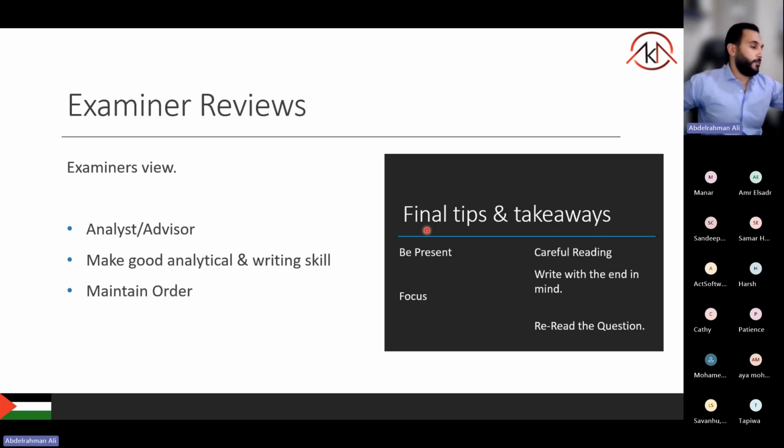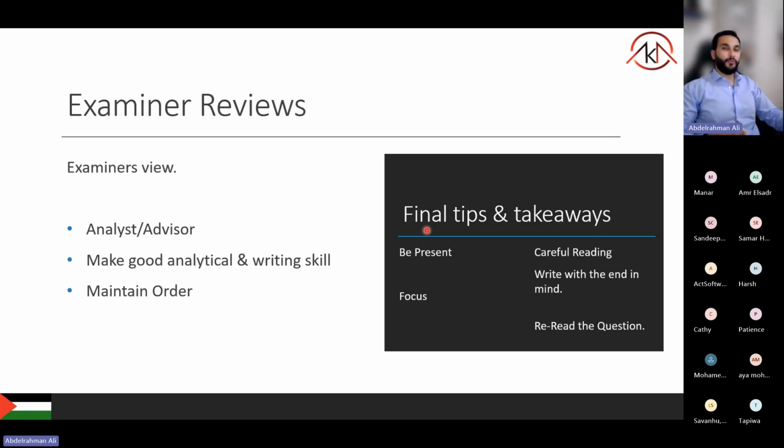The examiner's view is very clear: they are looking at you as advisors. So try to get that analyst view as a writer. Make good analytical and writing skills. It's very important that you write in a way that is clear. Most of you might not be native English speakers, but it does not matter as long as you can clearly explain the narrative and interpret the case in easy English. They will not score you on English skill. They will score you for your technicality and the way that you present the case.